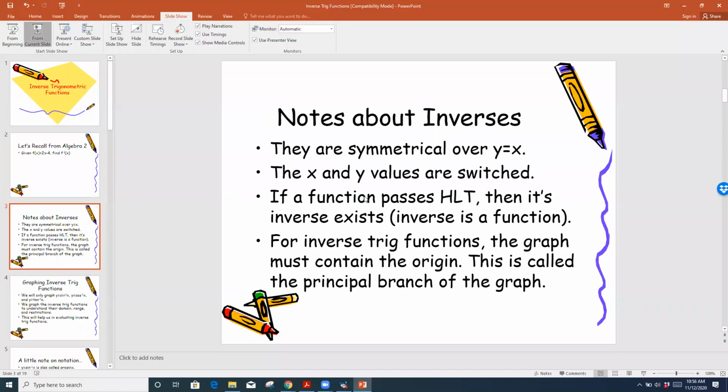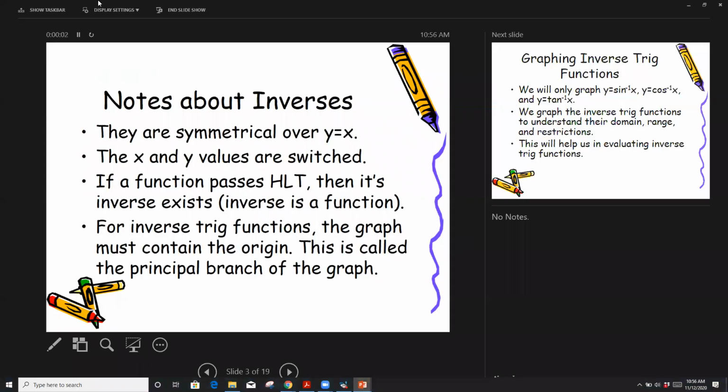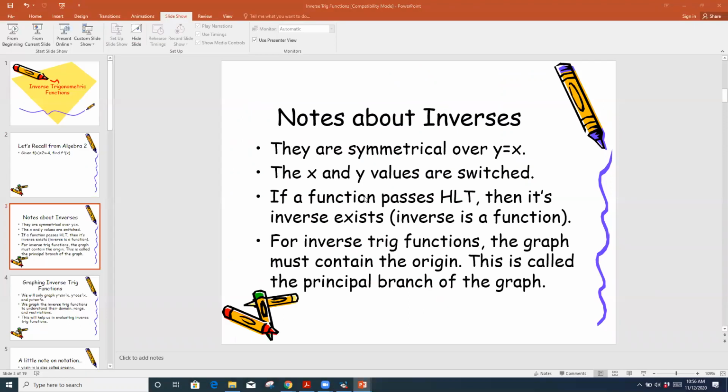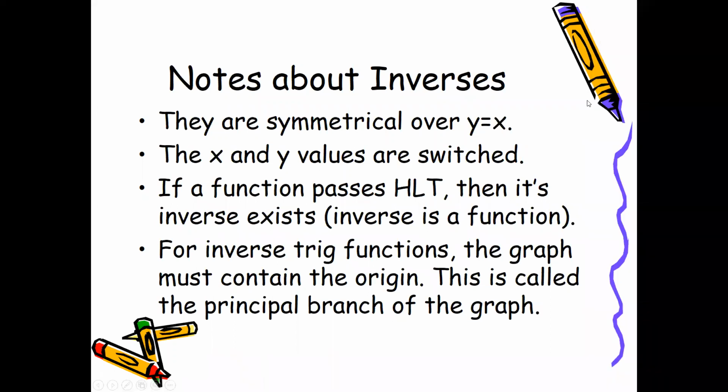So some notes about inverses. Feel free to jot down notes, but you have these notes for you, so I'm not going to give you time to write down every single word, but you can reference these later. So, notes about inverses: a function and its inverse are symmetrical over the line y equals x.